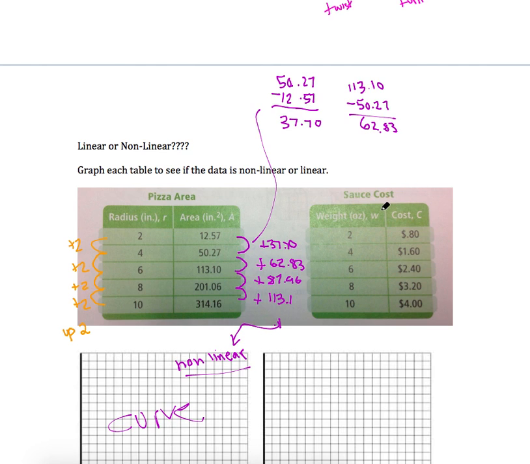Let's take a look at the sauce cost. Okay, so I didn't pick up on this, but I'll mention it now. This was calculating the area of a pizza. Okay, so pizzas are circular. So these were the area of the pizzas. So that was not linear. That's going to be a curve. But let's take a look at how much it costs to provide sauce for those pizzas.